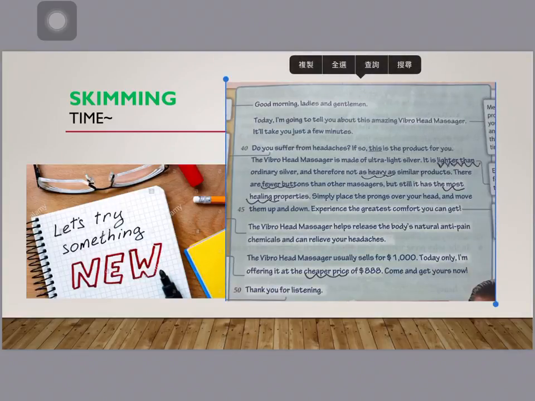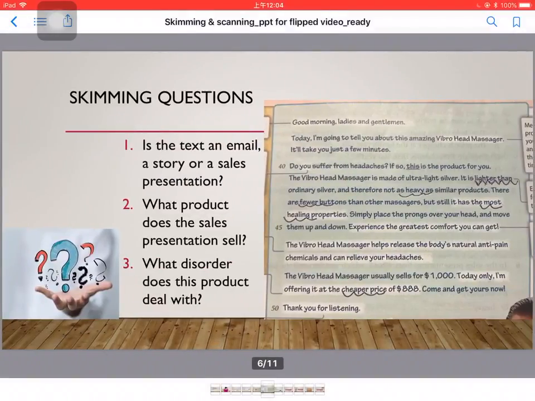So we got some idea about this text. If we have to answer some questions, the first one is: is this text an email, a story, or a sales presentation? Just by looking at the first paragraph, the heading, the beginning part and also the ending part, good morning, ladies and gentlemen, and thank you for listening, we know it is not an email. Of course, it's not a story. So it's a sales presentation, trying to sell something.